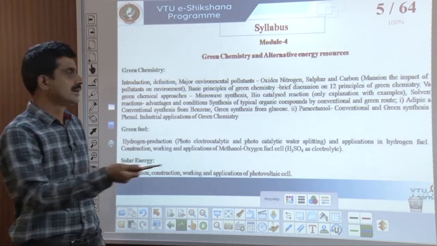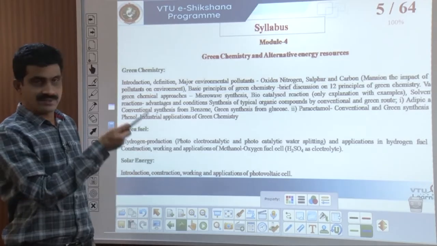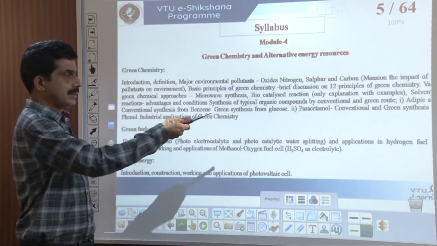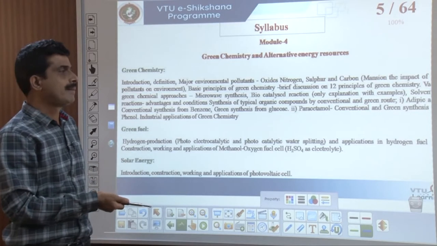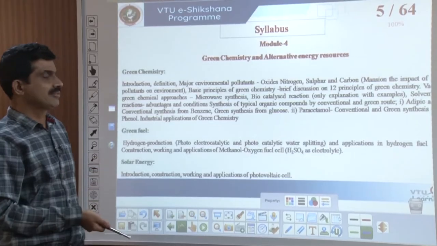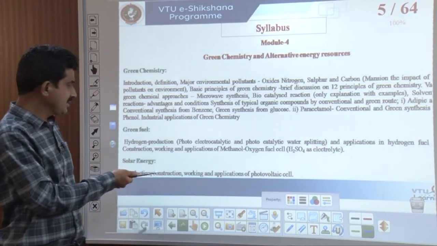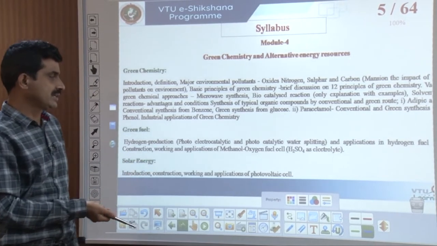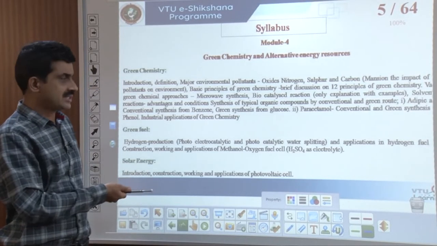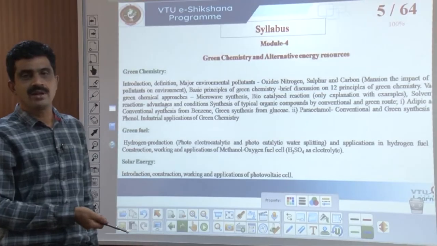Then synthesis of typical organic compounds by conventional and green routes. There are 2 compounds, adipic acid and paracetamol. Their conventional and green synthetic routes we will be learning. Then what are the industrial applications of green chemistry? Then the second chapter is on green fuels, hydrogen production by photoelectrocatalytic and photocatalytic water splitting and applications in hydrogen fuel, construction, working and applications of methanol oxygen fuel cell.